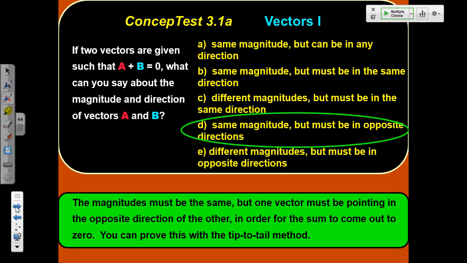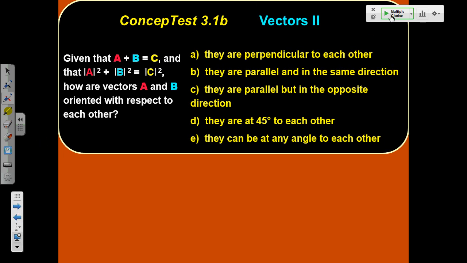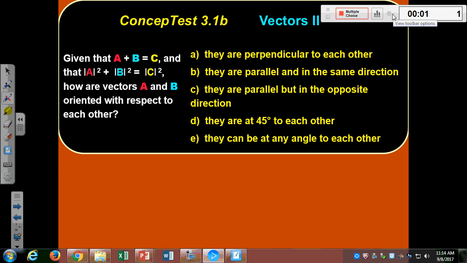All right, given that A plus B equals C, and that this relationship is also true, that the magnitude of A squared plus the magnitude of B squared is equal to the magnitude of C squared, then what can you say about these vectors? That relationship given their magnitudes, that's what those lines mean, the magnitudes of the vectors, A squared plus B squared equals C squared, what does that tell you about those vectors? How are they oriented?